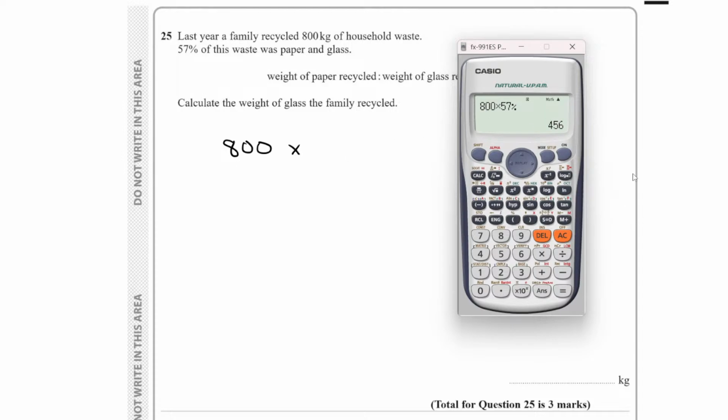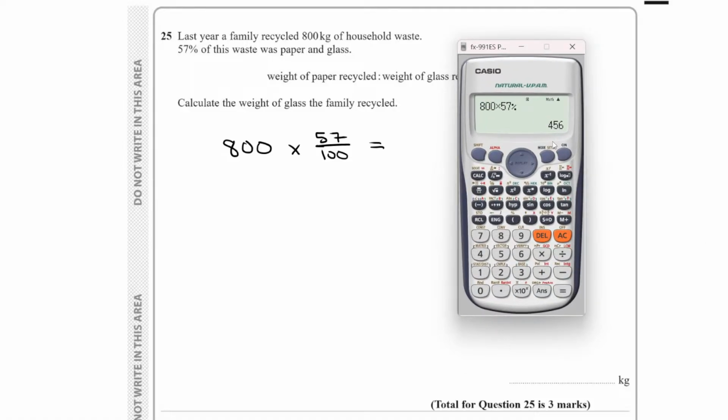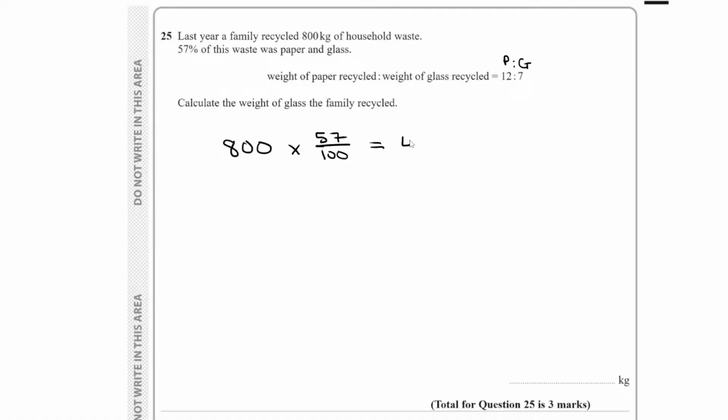Obviously, if you're not sure how to do that, basically what we need to do is when we use percentages in a calculator, it always has to be a decimal. Now, percentages are always out of 100, aren't they? 100%. So technically you can just do 57 over 100 if you want to do it that way. That's also fine. However you want to do it, as long as you end up, what number was it, with 456. So what we're saying is 456 kilos was paper and glass, isn't it?